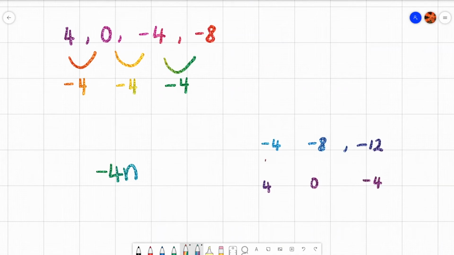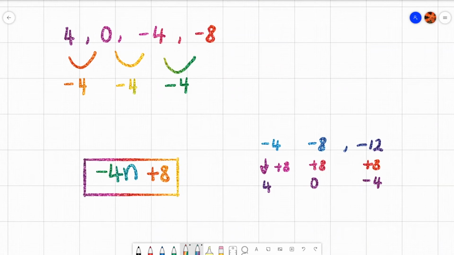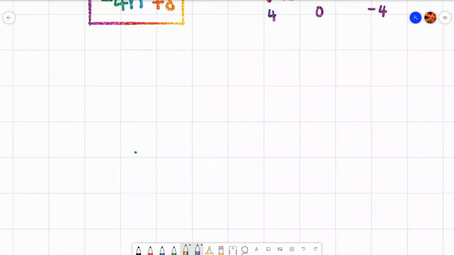Okay, how do I get from minus 4 to 4? I have to add 8, don't I? Minus 8 to 0, I have to add 8. And minus 12 to minus 4, I have to add 8. So it's the minus 4 times table, add 8 each time. Okay. Let's have a look at another example. Minus 2, minus 4, minus 6, minus 8.